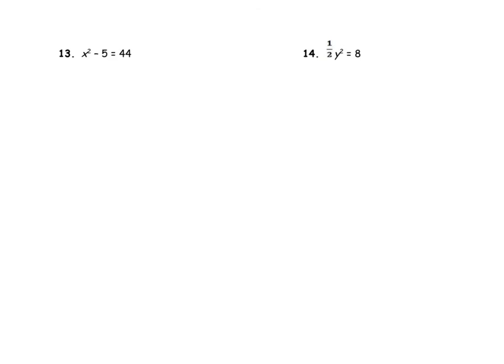So for 13, to solve 13, I'm going to need to get rid of this minus 5. And so I'm going to do the inverse. I'm going to add 5, and I'm going to do that to both sides. That gives me x squared is equal to 49. Now I'm going to take the square root of both sides. That's going to give me x is equal to positive and negative 7. If you got half off, it's because you were missing that part.